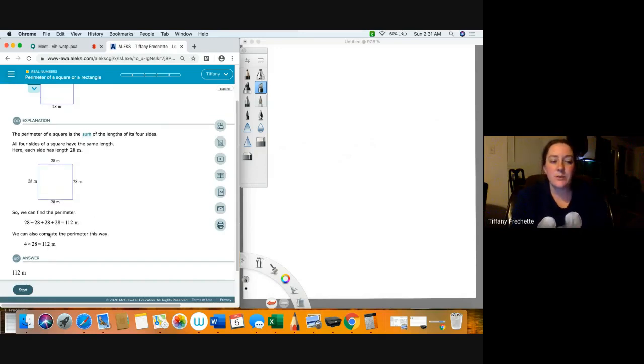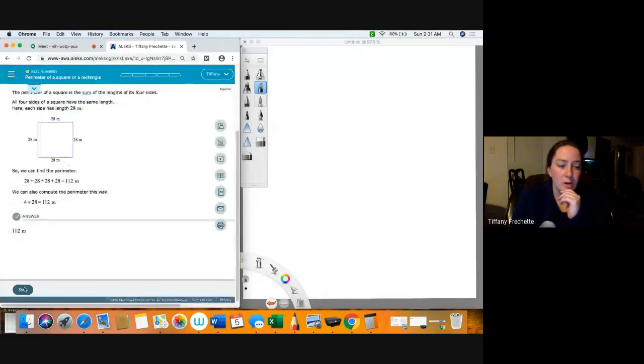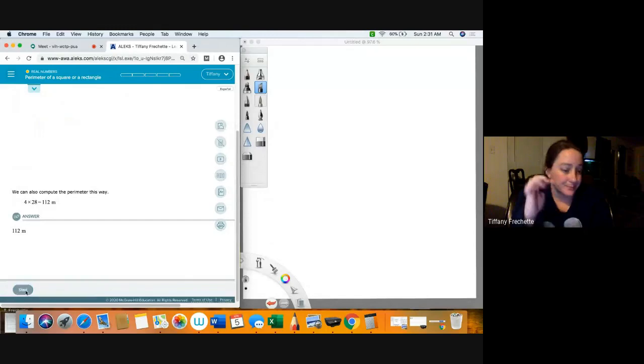So this only works if it's a square. A rectangle is basically a square, but it's been stretched, right? So we can't just multiply by 4 on that one. If we do get an example on that one, I'll show you the quick way to do that instead of adding them all individually.